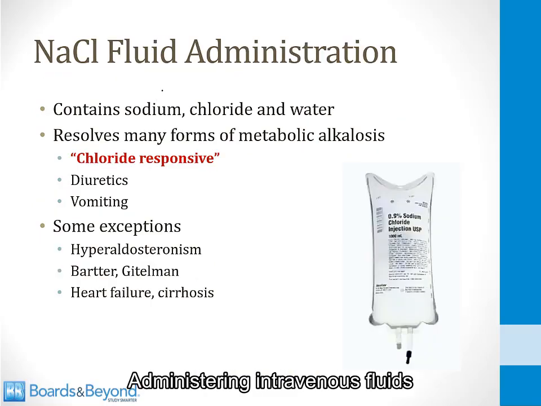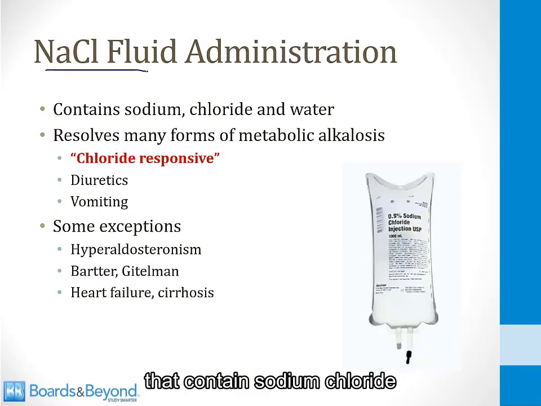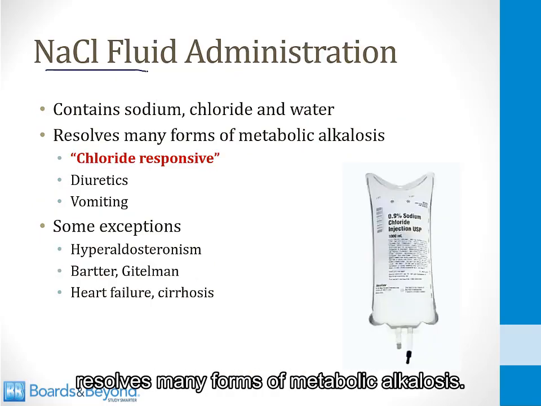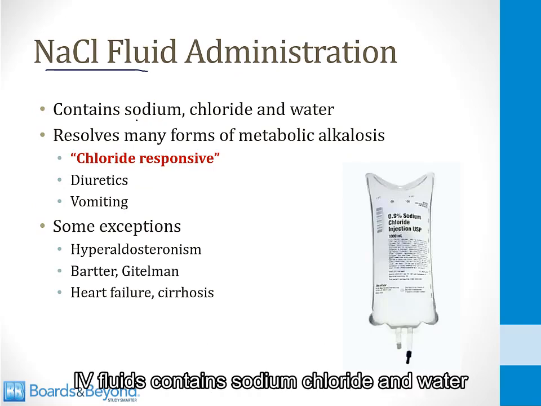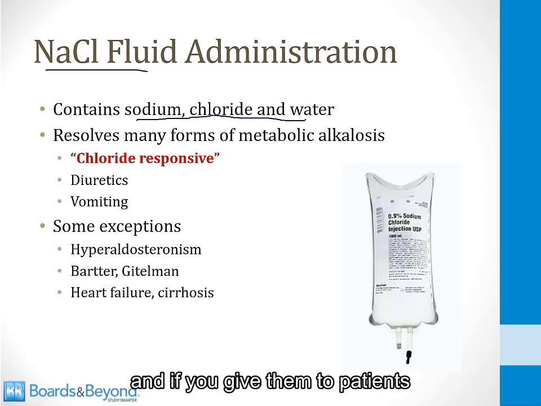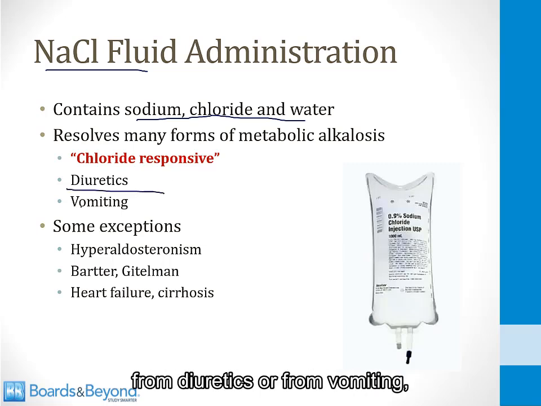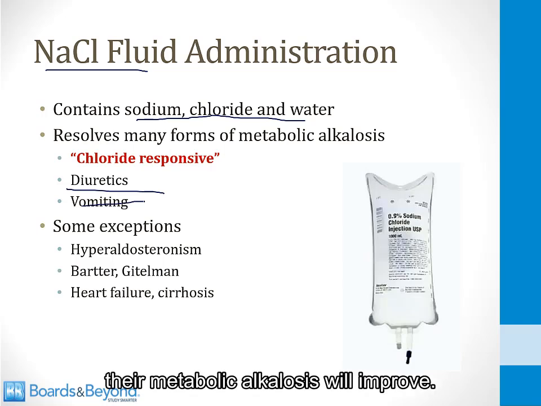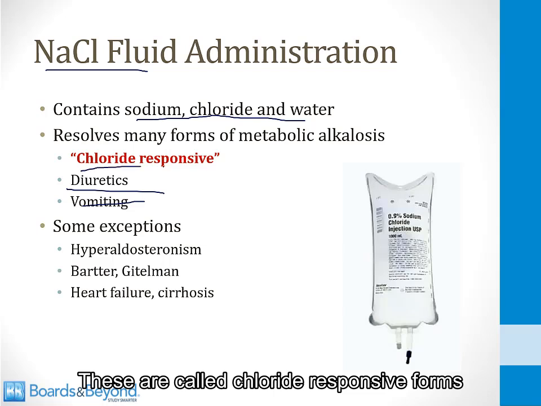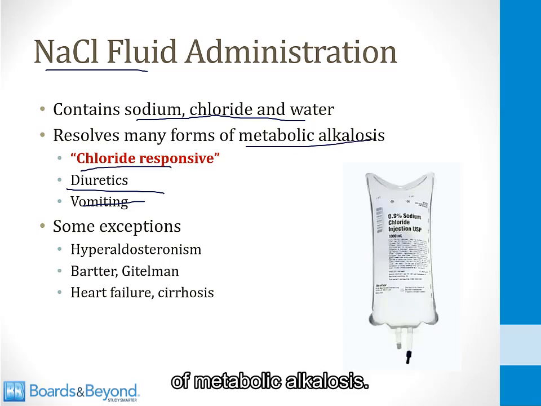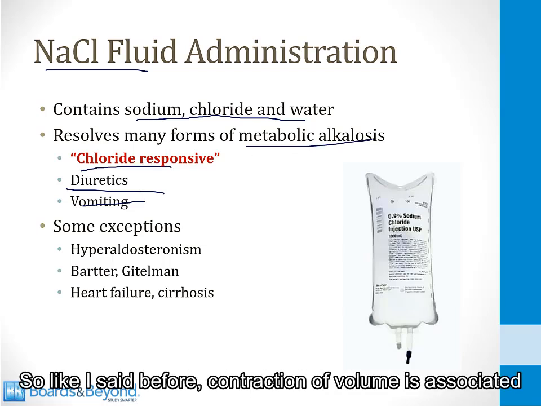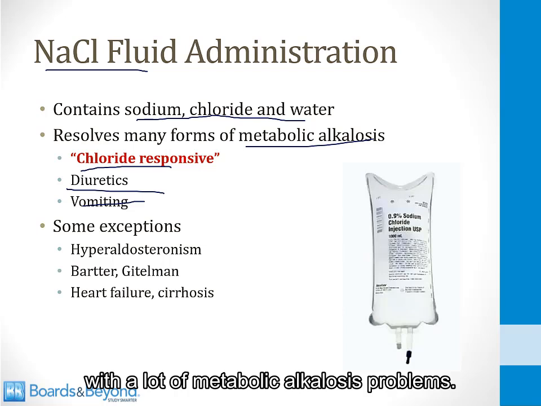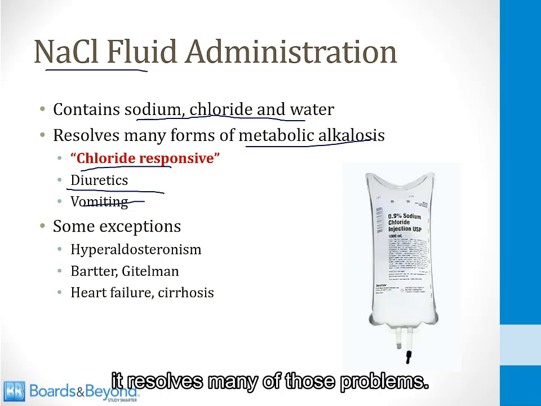Administering intravenous fluids that contain sodium chloride resolves many forms of metabolic alkalosis. IV fluids contain sodium chloride and water, and if you give them to patients who have a metabolic alkalosis from diuretics or from vomiting, their metabolic alkalosis will improve. These are called chloride-responsive forms of metabolic alkalosis. So like I said before, contraction of volume is associated with a lot of metabolic alkalosis problems. So if you administer fluid, it resolves many of those problems.